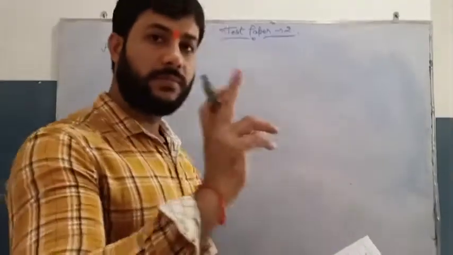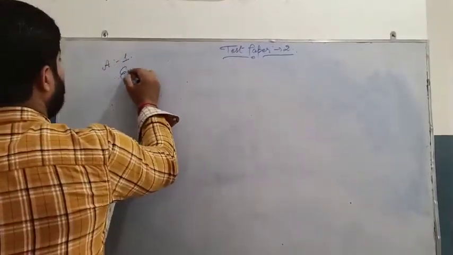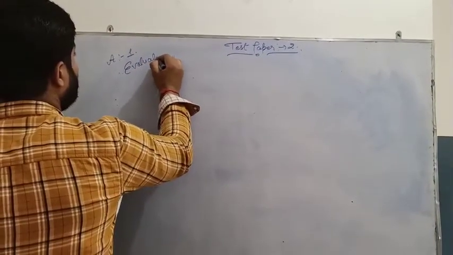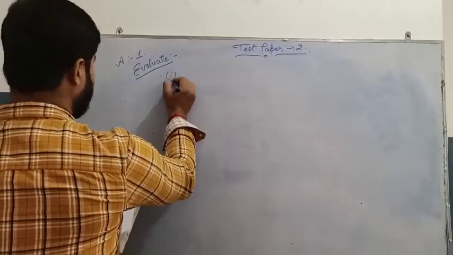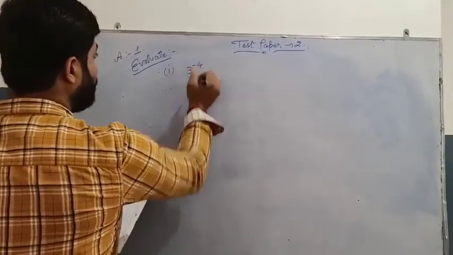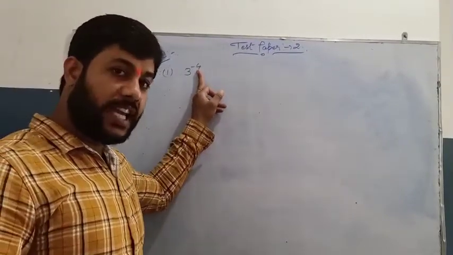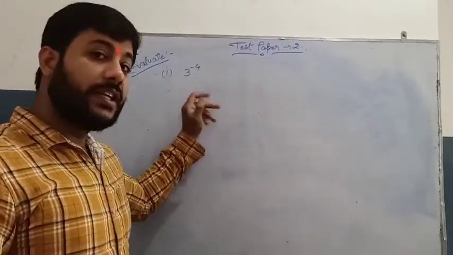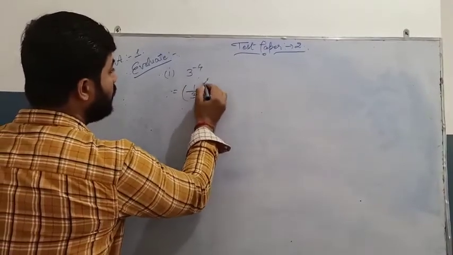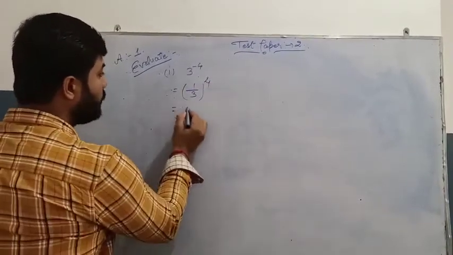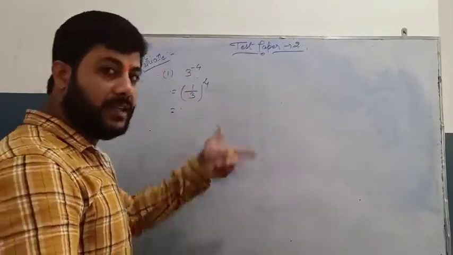Okay, from exponent exercise. Test paper 2, question number 1 says to evaluate 1 upon 3 to the power minus 4. So to remove this minus sign from the exponent side, we will get its reciprocal. So that will be 1 by 3 to the power 4. Now further we will multiply 1 by 3 four times by itself and we'll get the answer.